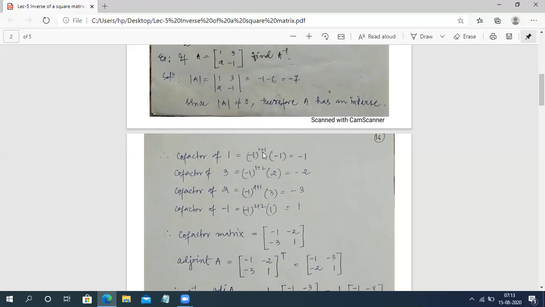First, the cofactor of A11, that is 1, is (-1) to the power 1 plus 1. The 1 plus 1 defines its location, that is, the row number and column number. So 1 plus 1 is even, so this is positive, and the minor of 1 is minus 1, so the cofactor will be minus 1.